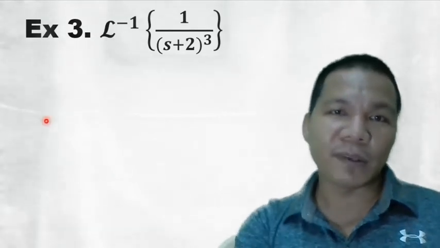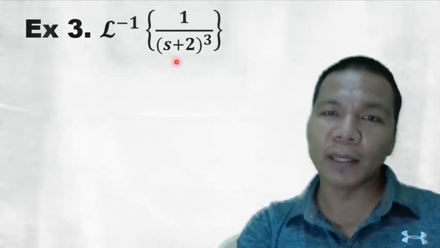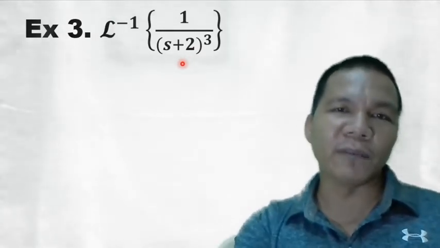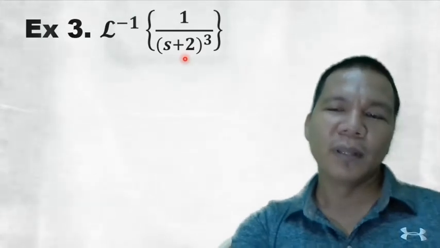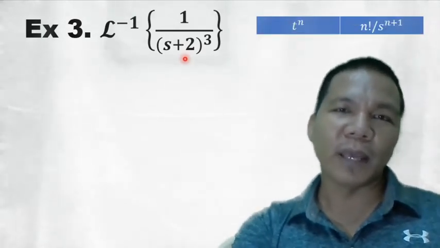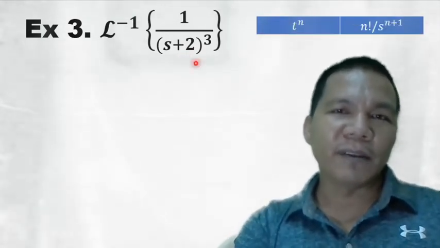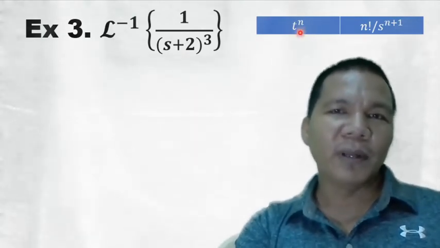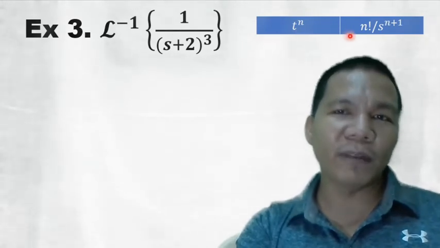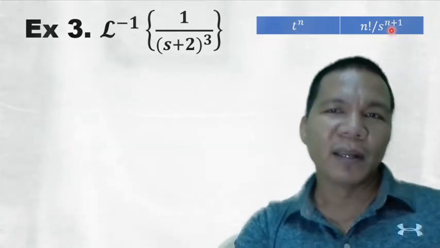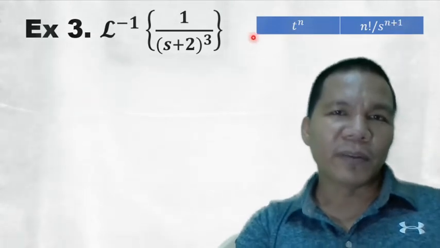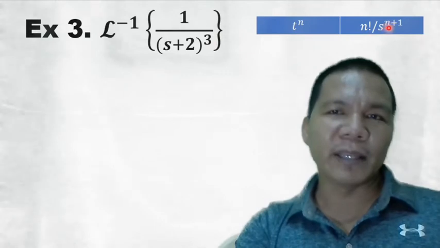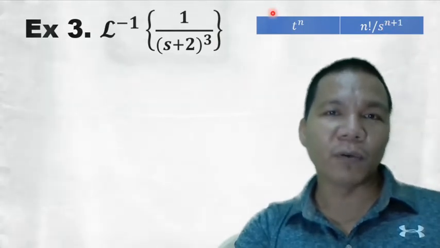Now, if you will notice, s plus 2 here is shifted by 2 units. Now, if we are going to take out 2, that will become, okay, by the way, before that, this is in the form of what? Right, this is actually in the form of t raised to n, which equals n factorial all over s raised to n plus 1. So in this case, if the exponent here is 3, what is the value of n here? Right, n is equal to 2.